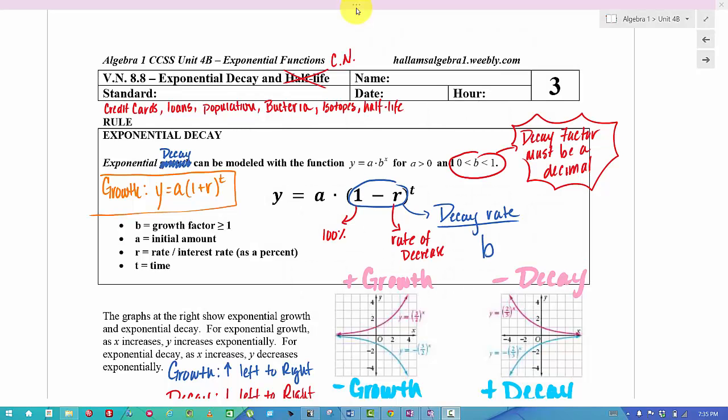Okay, hi and welcome to Video Notes 8.8 Exponential Decay. Half-Life we'll save for the classroom notes so we can do that one together. But let's talk about exponential decay.